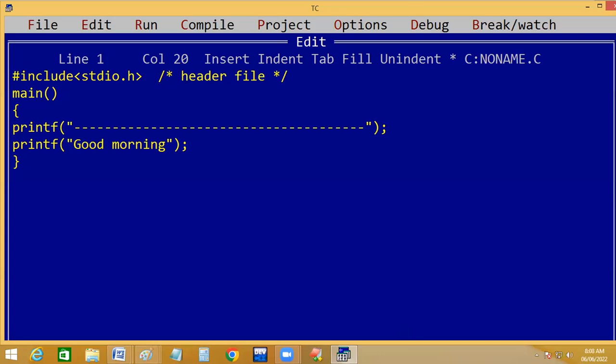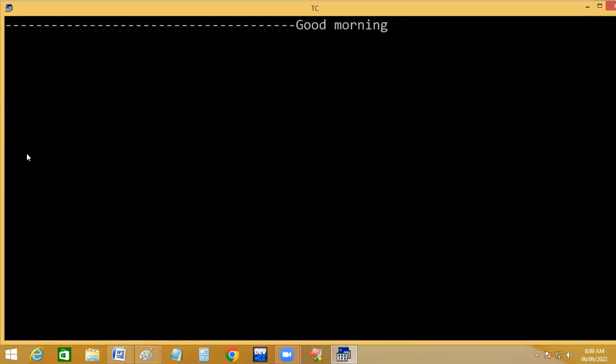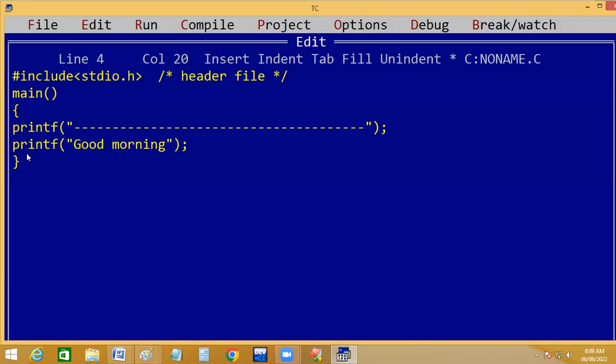Now it is about the main function. Next, watch it, guys. Here, how many printf have I used? Two functions or not? But see that: is the output in one line or two lines? The output is in a single line now. Now further I am using slash n.